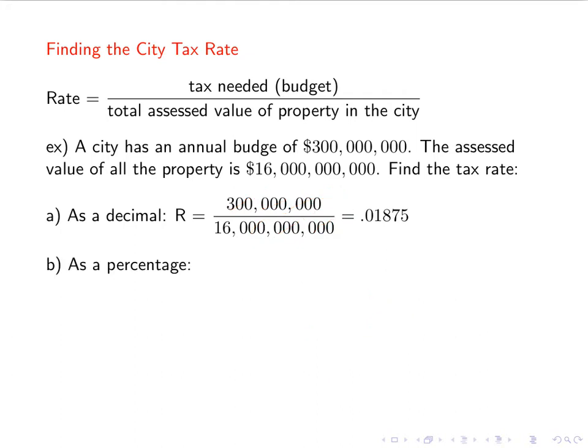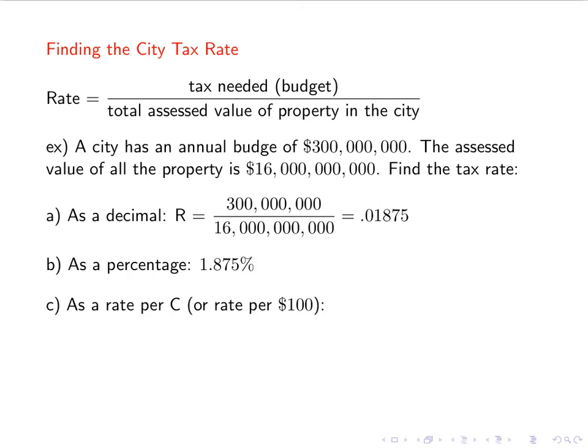Now we don't typically give our rates as a decimal, so let's find it as a percentage. So don't forget, percent means per 100. We're going to, in this case, multiply by 100 because we want to find the percent. So we move the decimal over 2 places and we get 1.875%. Now for property taxes, it's not only given as a percentage, it's given a couple different ways, so we're going to see more ways as we go along here.